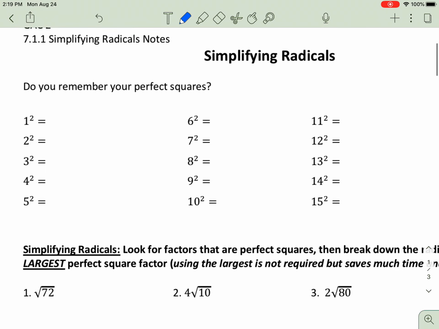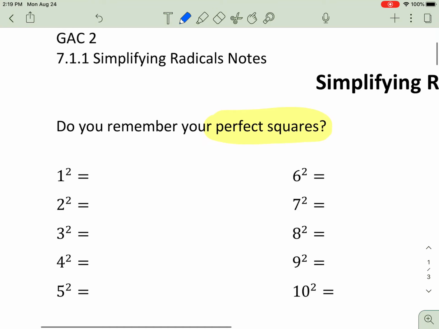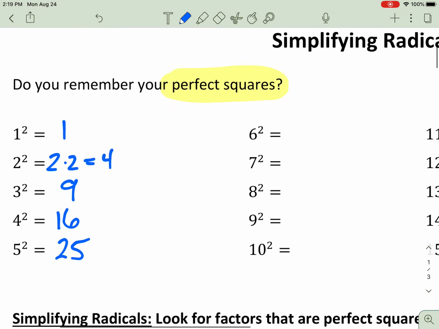First thing, let's talk about what are perfect squares. Perfect squares are anytime you multiply the same number by itself, it is the resulting product, right? So 1 squared is 1, 2 squared is 2 times 2, which is 4. And it continues. So 3 squared is 9, 16, 25, etc. The biggest thing about these is that you will need them for simplifying radicals.